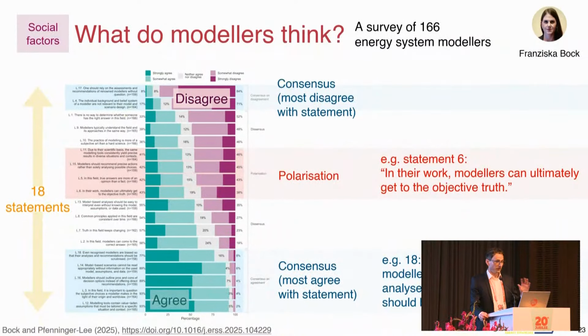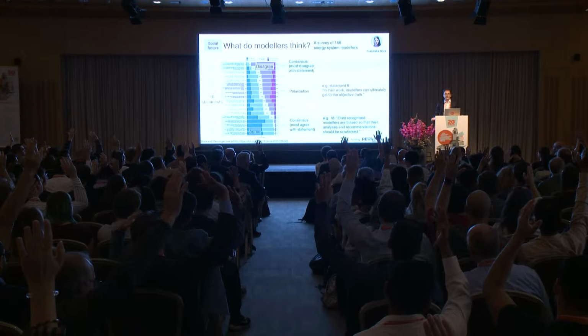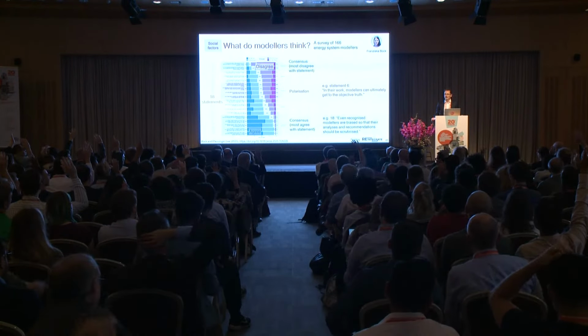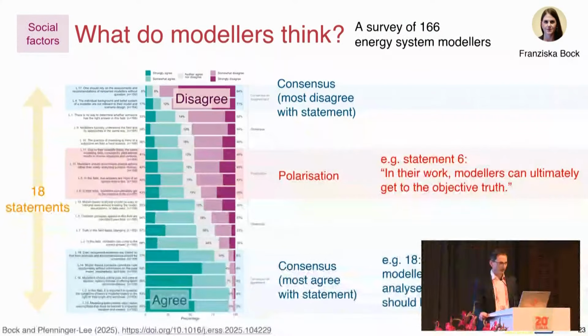Okay, so the statement, in their work, modelers can ultimately get to the objective truth. If you disagree with the statement, so you think modelers cannot get to the objective truth, please raise your hand now. Okay, interesting. I think that this shows us how interesting a topic this is and how much additional work we need to do. I think the group in here is actually leaning quite visibly more towards disagreeing with the statement.